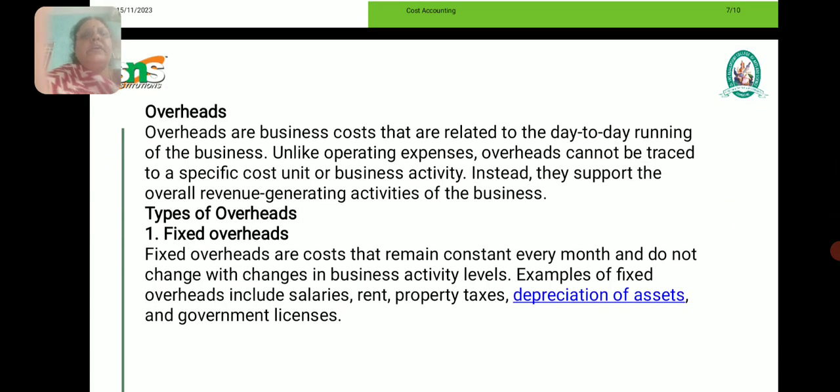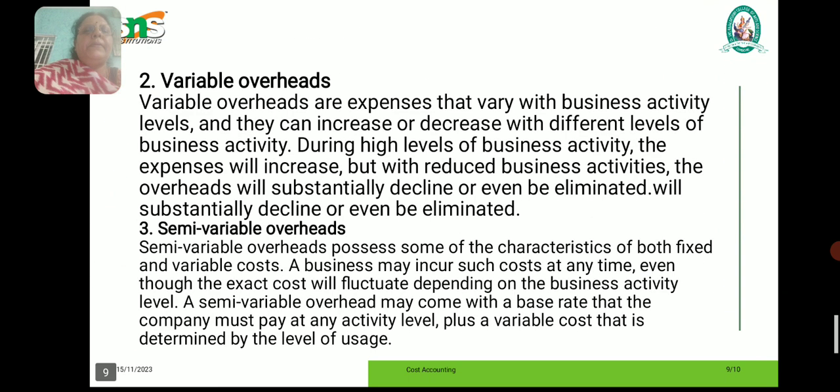Overheads. Overheads are business costs that are related to day-to-day running of a business. Unlike operating expenses, overheads cannot be traced to a specific cost unit or business activity. Instead, they support the overall revenue generating activity of the business. Types of overheads. It is fixed overheads. Fixed overheads are costs that remain constant every month and do not change with changes in business activity. Examples of fixed overheads include salary, rent, property tax.